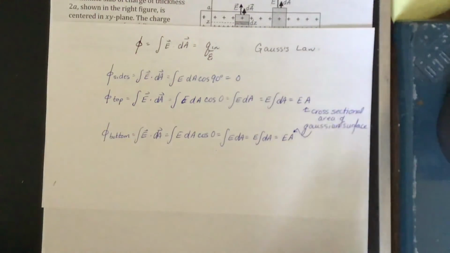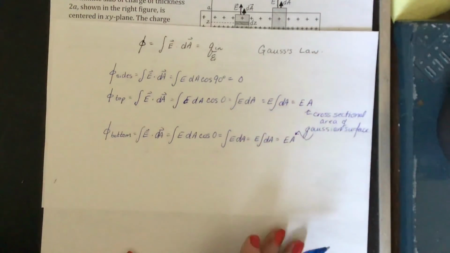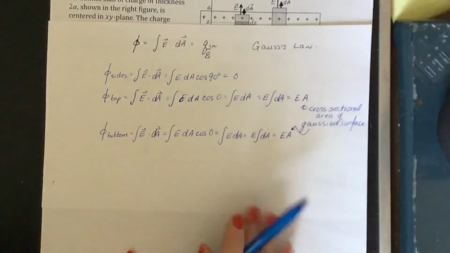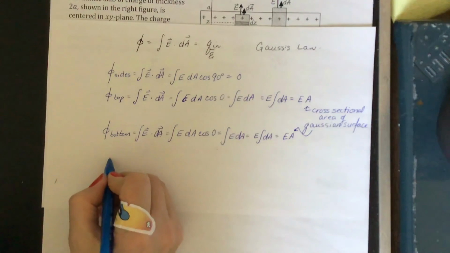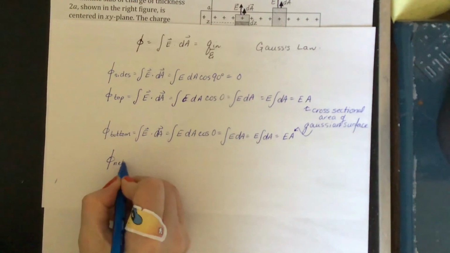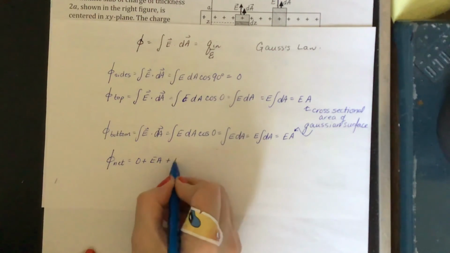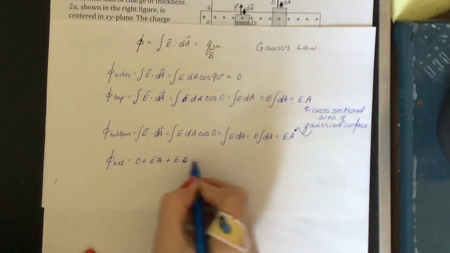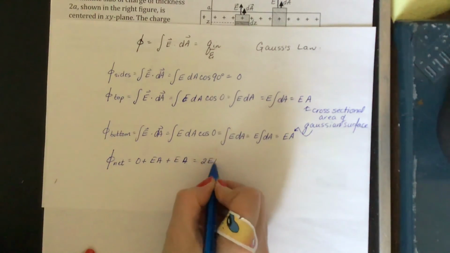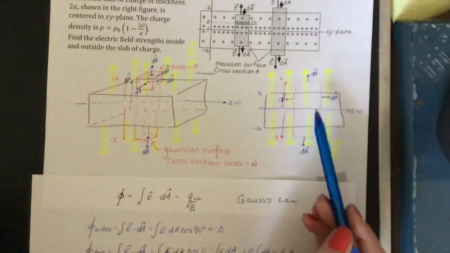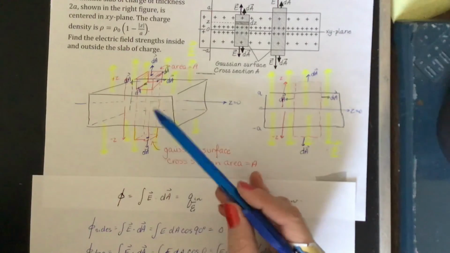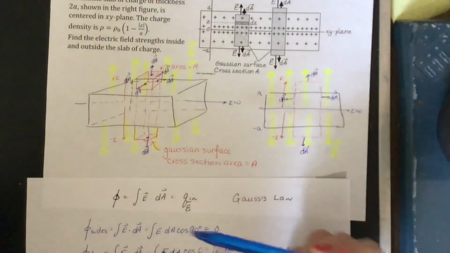So our net electric flux is going to be 0 plus E times A plus E times A, which equals 2 times E times A. There's our net electric flux through the Gaussian surface, which we chose as a box that partly sticks out on the top and bottom, symmetric around both sides.